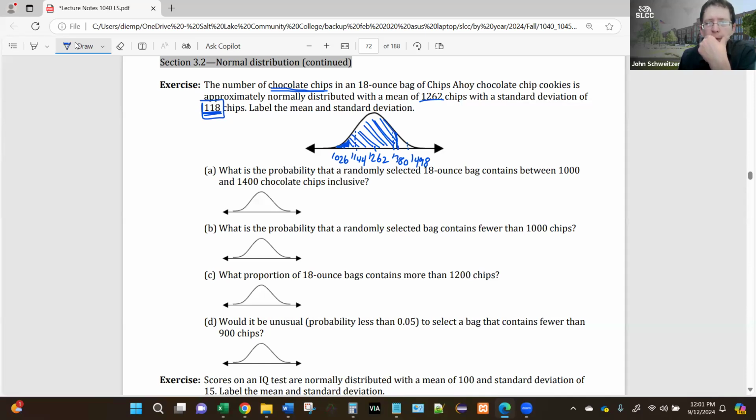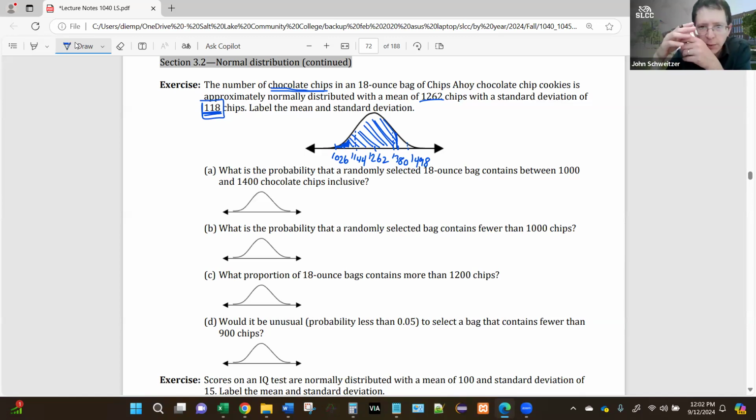You guys see 1,400 about right there? Okay, and then 1,000 would go almost all the way down to where we can't even see in the left tail. So what does that area look like? What's the probability of being between 1,000 and 1,400 chips? Well, that's the vast majority of the bags of chips, right? The vast majority are going to be between 1,000 and 1,400, as we can just see from our diagram there.